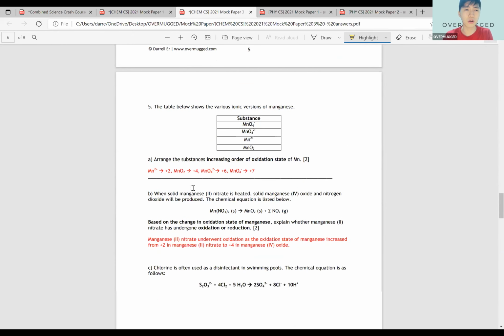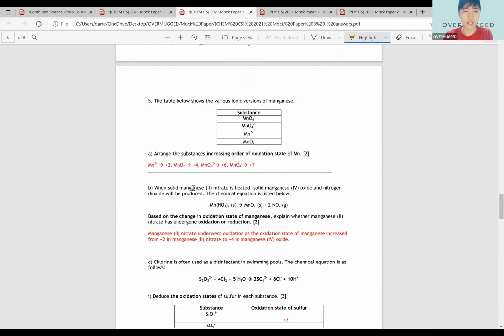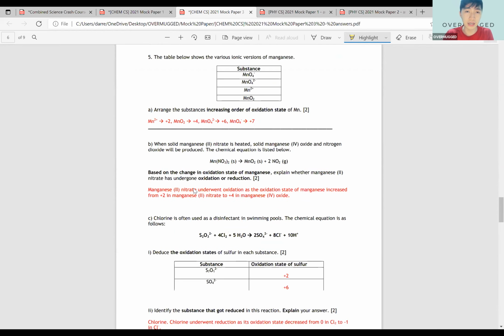Okay, oxidation state, I won't go through again. It will be using a similar technique as what I've mentioned earlier in terms of writing out the equations. Okay, based on change in oxidation state, whether manganese has undergone oxidation or reduction, take note of the answering technique here. You want to say +2 in manganese nitrate to +4 in manganese oxide. Therefore, oxidation. You cannot just say oxidation state increases from +2 to +4, okay? Because that's an incomplete answer. +2 in where to +4 in where? So you want to make sure that you mention that clearly, okay?